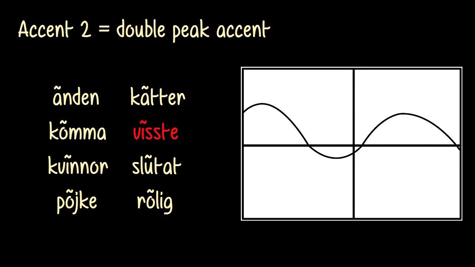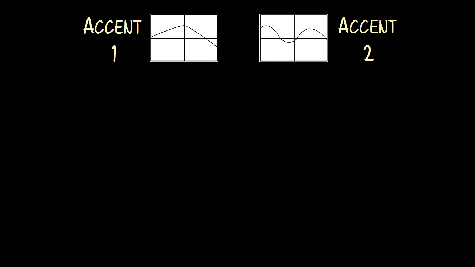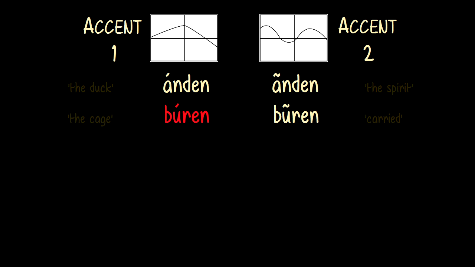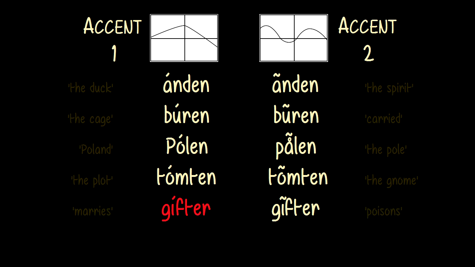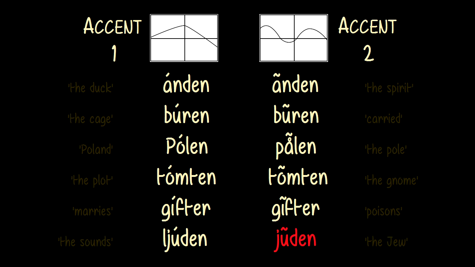katter, visste, slutat, rolig. To put it in simpler terms, accent 1 words sound like normal words, and accent 2 words sound as if they stress the second syllable once more. Let's try some pairs to see if you can hear the difference. Feel free to repeat after me to practice. Anden, anden, buren, buren, Polen, Polen, tomten, tomten, gifter, gifter, juden, juden. Do you see what I mean?